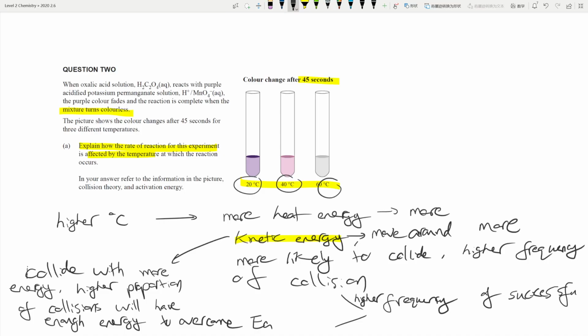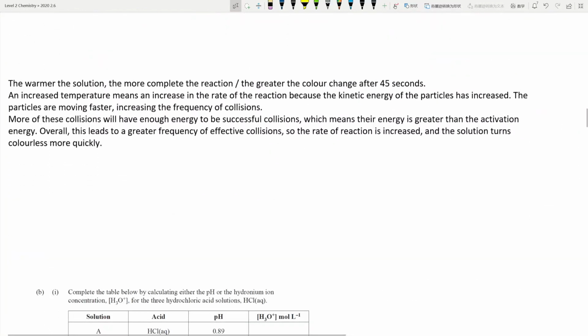And then you're probably coming from last year, year 11, you probably go, hey, where's your per unit time? Well, I don't need to say per unit time because I said frequency. Higher frequency. Frequency means per unit time. So if you look at the answers, it's quite long.